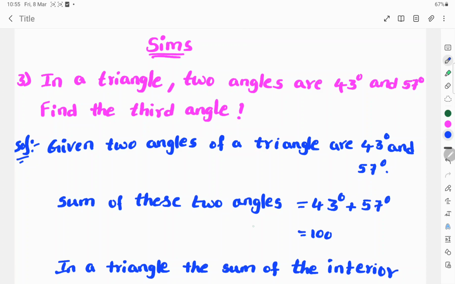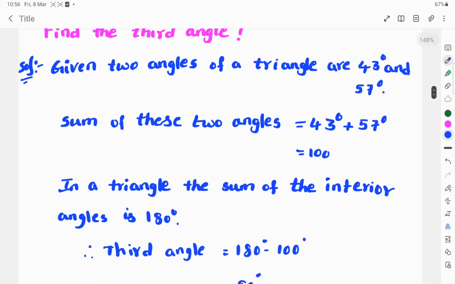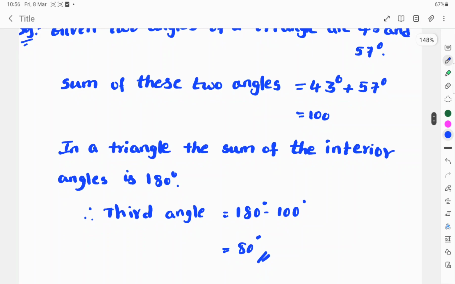Sum of these two angles is equal to 43 degrees plus 57 degrees is 100 degrees. In a triangle, the sum of the interior angles is 180 degrees. That means triangle means three angles. Three angles sum is 180 degrees. So you find easily third angle. So third angle is equal to 180 degrees minus 100 degrees is 80 degrees. Your third angle is 80 degrees.